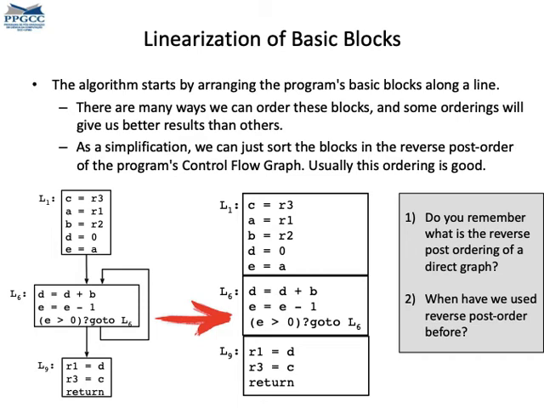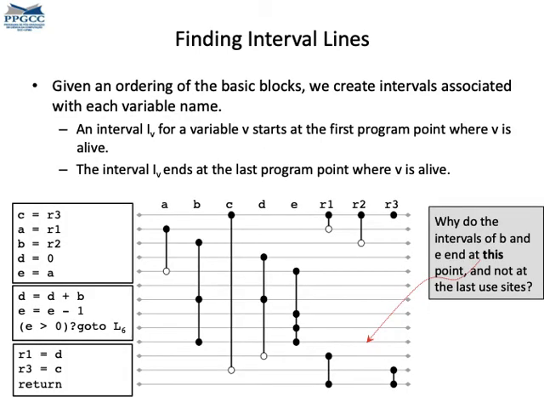We start by linearizing it. To linearize the program, we can pile up its basic blocks. A good way to sort these basic blocks is using a reverse post ordering of the control flow graph of the program. Then, from this linearization, we derive the interval graph.